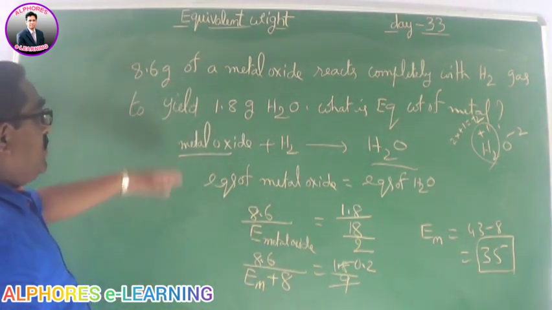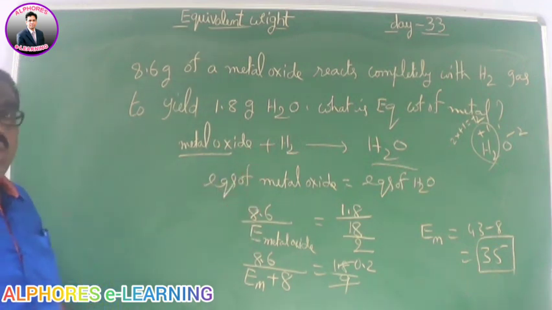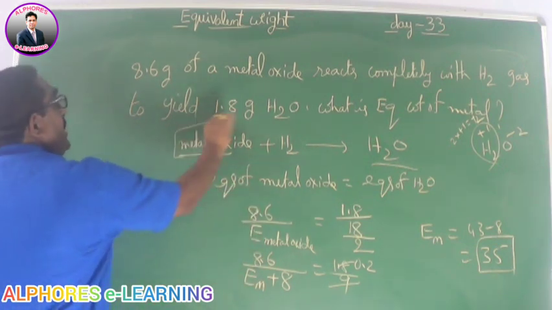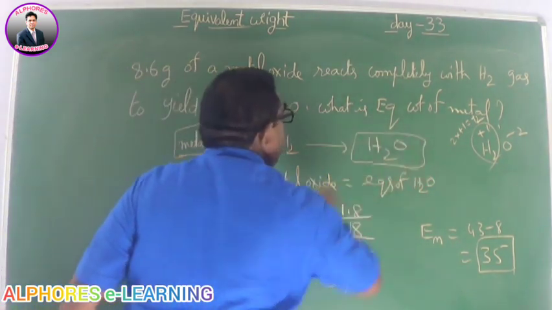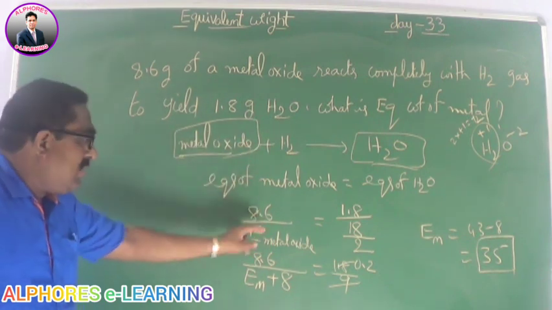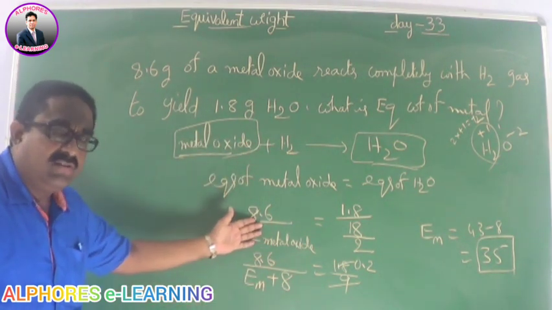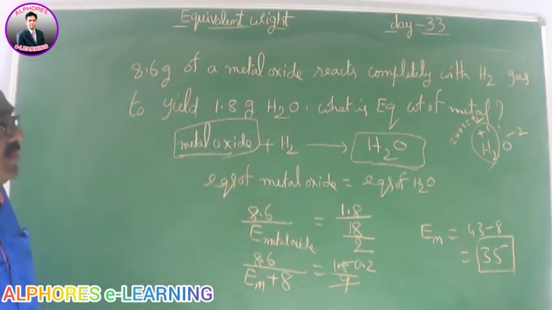Students, please note it down carefully. I have just applied the principle of gram equivalence. I have equated the equivalents of metal oxide with equivalents of water. The equivalents of metal oxide we have already solved in 3 different numericals. I have solved this part, no problem. Only the weight is different. Now come to this water equivalent. One side I will explain, no problem.